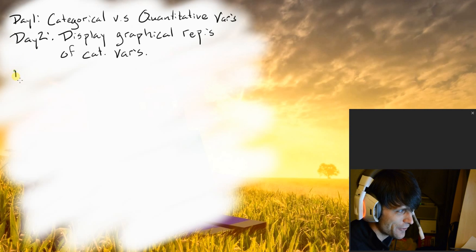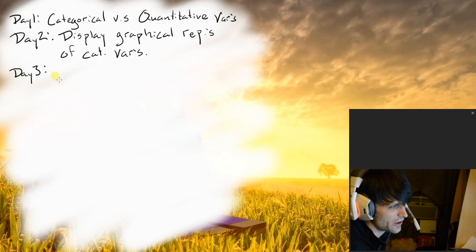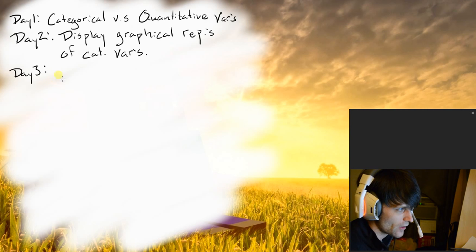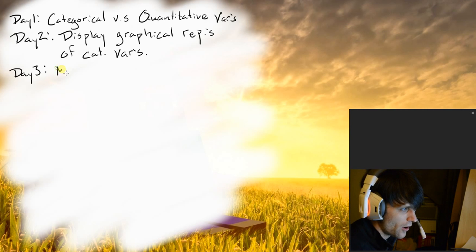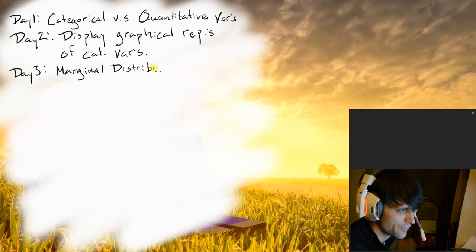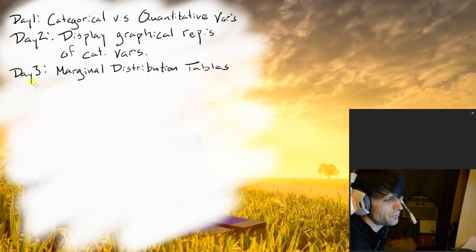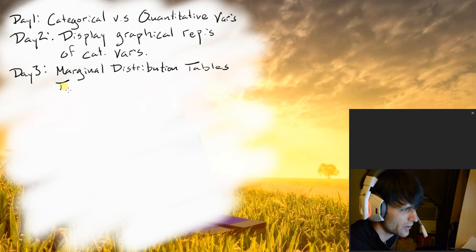Alright, and so for day 3, we're going to be talking about marginal distribution tables. Okay, and sometimes those are called two-way tables.